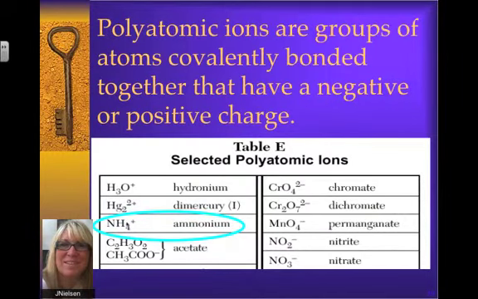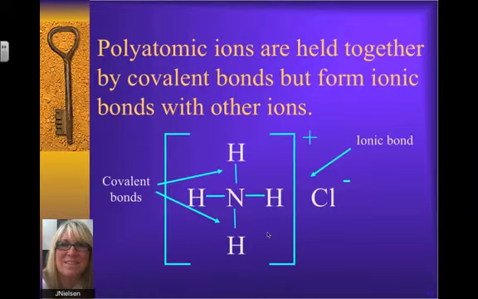So here is Table E with all of your polyatomic ions and their charges. A polyatomic ion is held together by covalent bonds. So it's covalent in here between the N and the H because they're nonmetals. But it's going to be ionic when it bonds to something else. Chlorine wants to gain 1 and NH4 wants to give up 1. So here's the ionic bond between the 2.